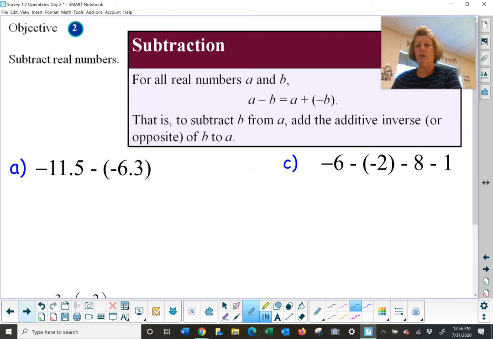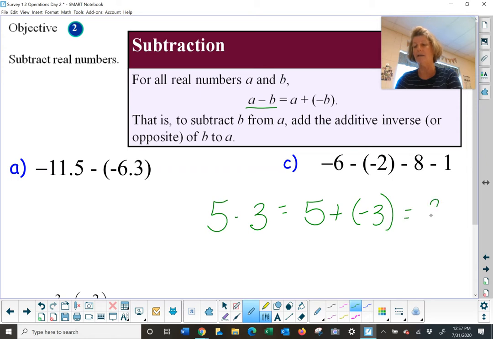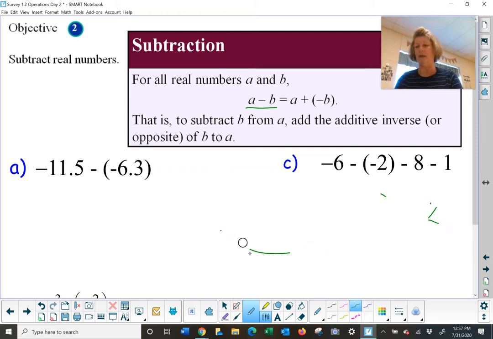All right, objective 2, subtracting real numbers. So this is just talking to us about if I see subtraction, like let's just say we have 5 minus 3. I could also think of that as 5 plus negative 3, correct? We can take any subtraction sign and change it into a plus minus and have an equivalent statement. So that's what this is referring to. Should be something that you're quite aware of.